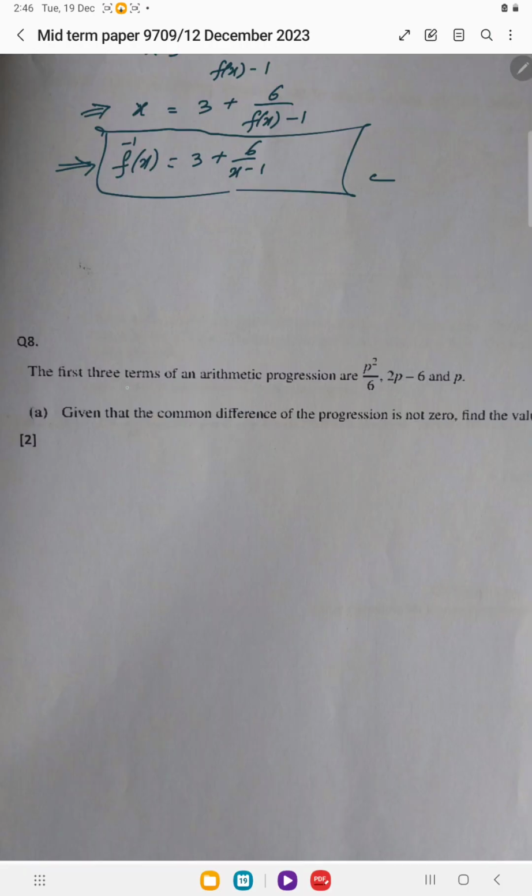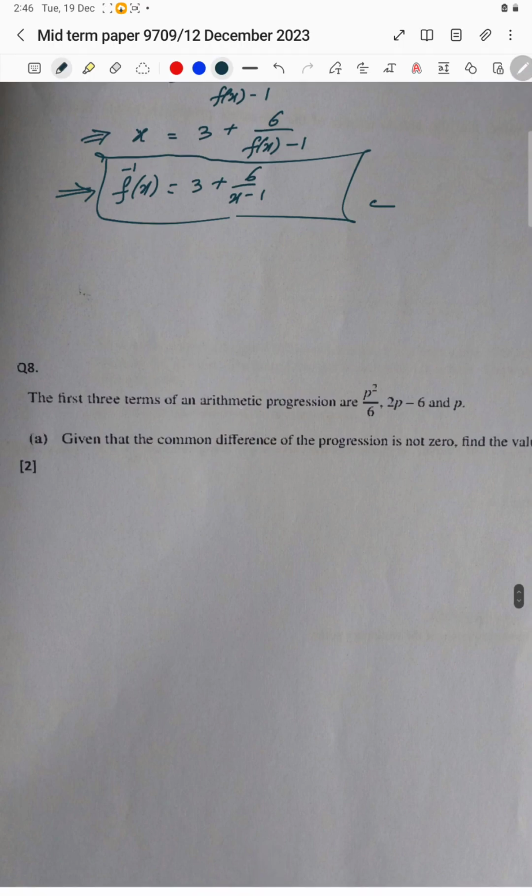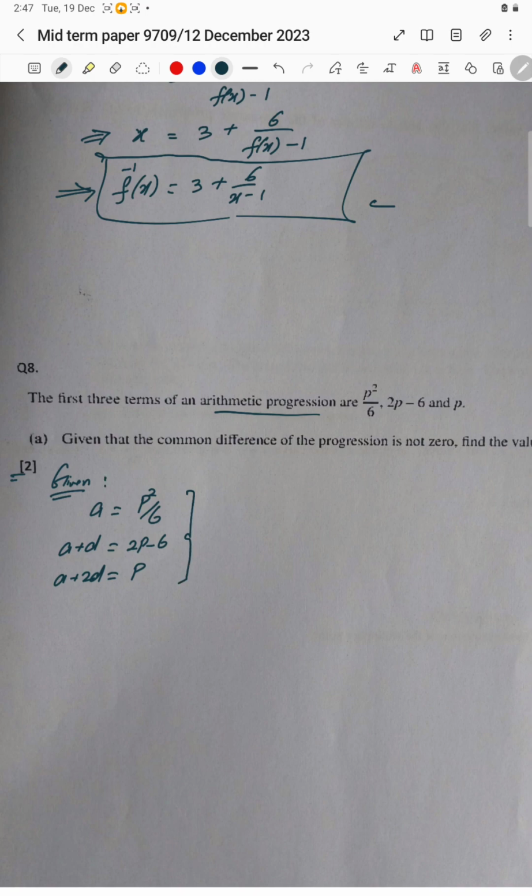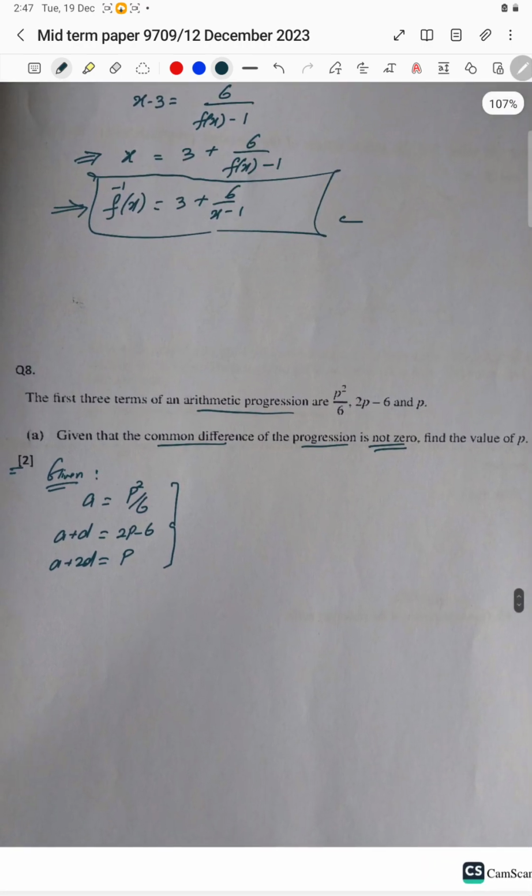Okay, here's a 2 marks question. The first 3 terms of an arithmetic progression are given to be p square by 6, 2p minus 6, and p. So the first term is a, that is p square by 6. Second, a plus d is 2p minus 6. And third, a plus 2d equal to p. This is all given. Given that the common difference of the progression is not 0, find the value of p.